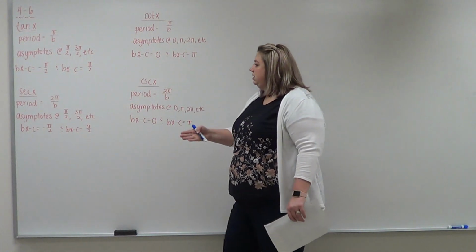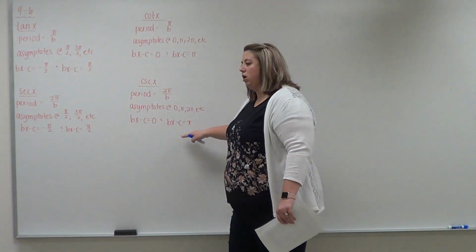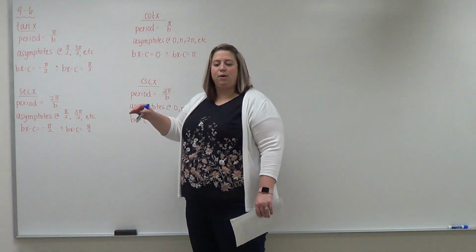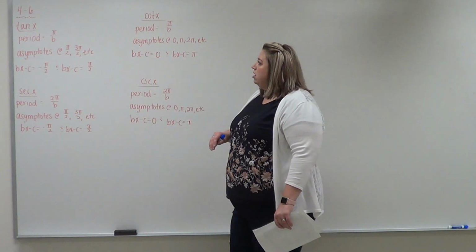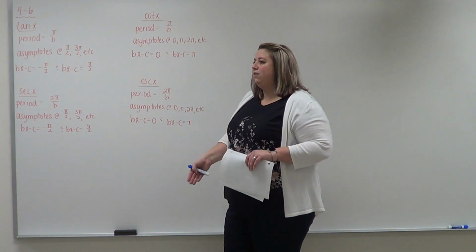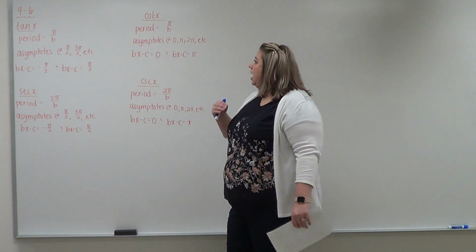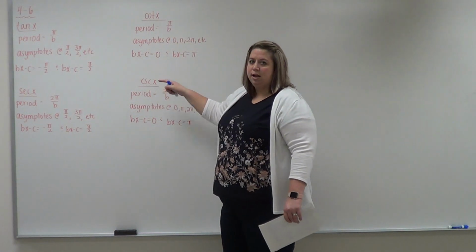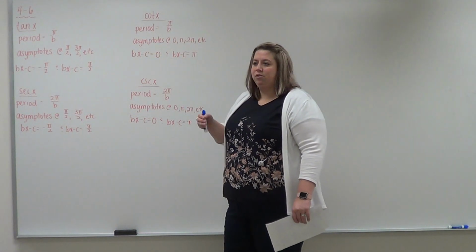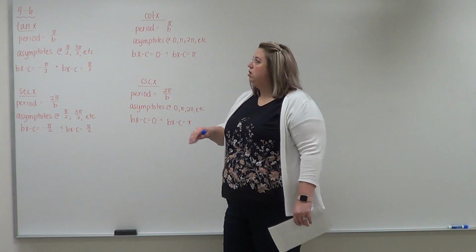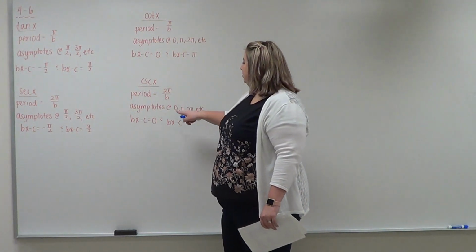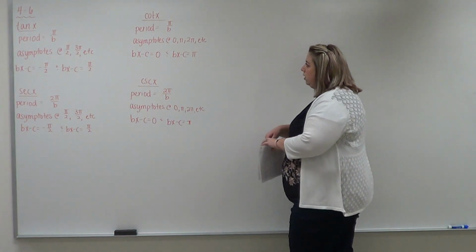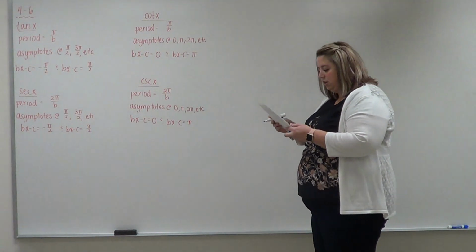Then secant and cosecant have the same asymptotes, except their period is different. They're like cosine and sine, where their period is 2 pi. So how do I remember which ones are pi over 2 and which ones are 3 pi over 2? Cotangent and cosecant both have 0. So I just say co, 0. Both have 0 as my asymptote. Alright, so we're going to do an example of tangent.